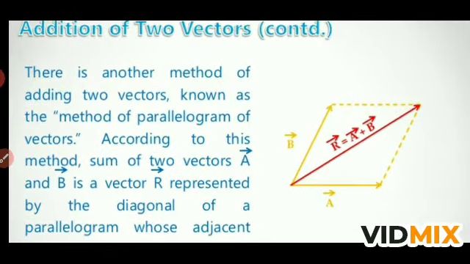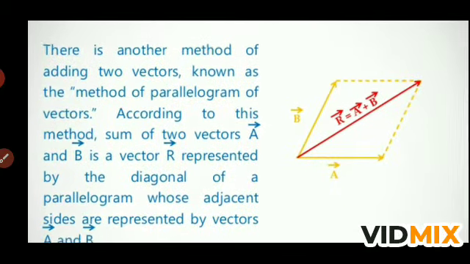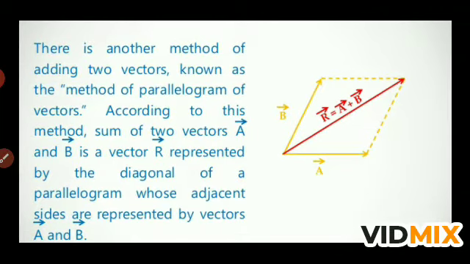Now addition of two vectors, it is a method of parallelogram. So according to this method, if you see the two vectors a and b, they are starting at the same common point, and we had drawn a vector parallel to a and a vector parallel to b, and the red line which is showing here is the resultant of a and b.